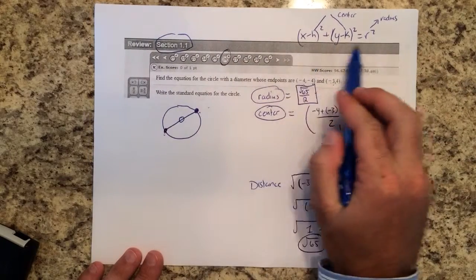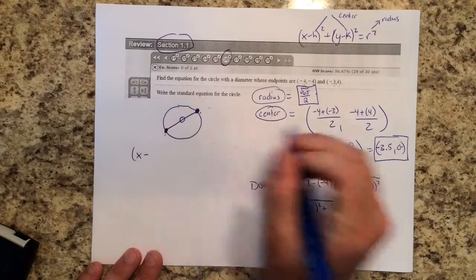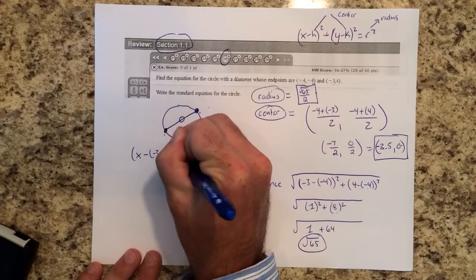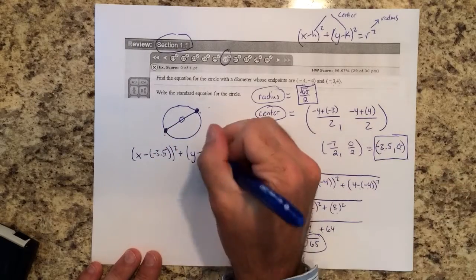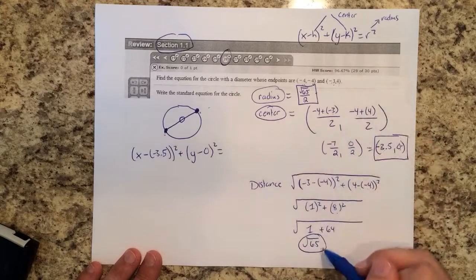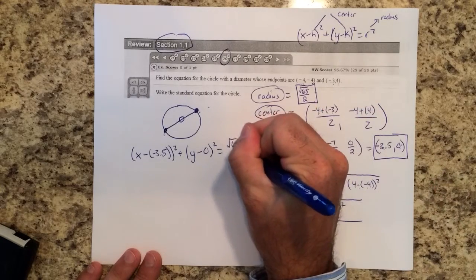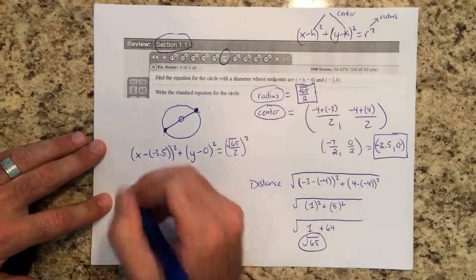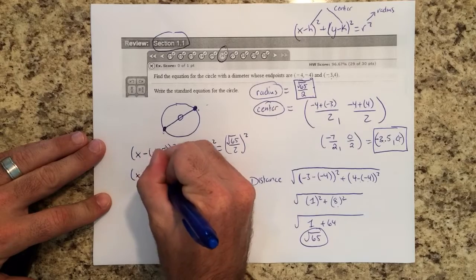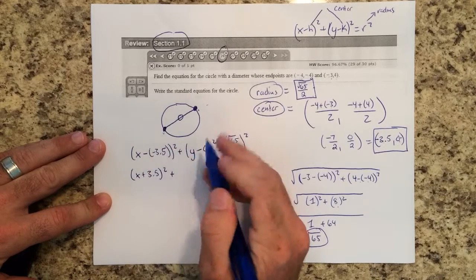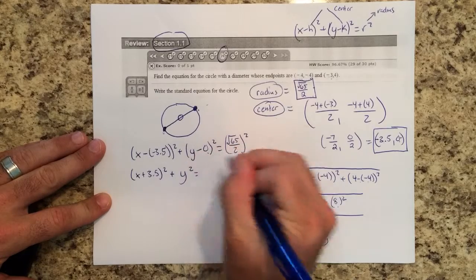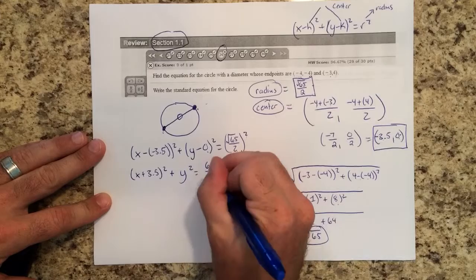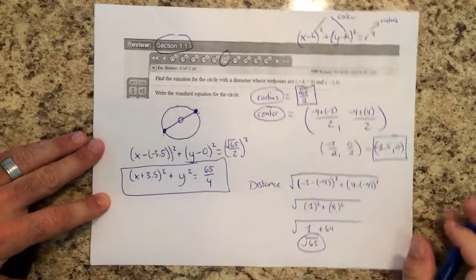Then I just sub them into this equation. So it's (x minus -3.5) squared plus (y minus 0) squared equals my radius, which is (square root of 65 over 2) squared. If you have minus a negative, that's the same thing as a positive, so it's (x + 3.5) squared. y minus 0 is just y, so that's y squared. The square root of 65 squared gives me 65. 2 squared gives me 4. So that should be the answer for that question.